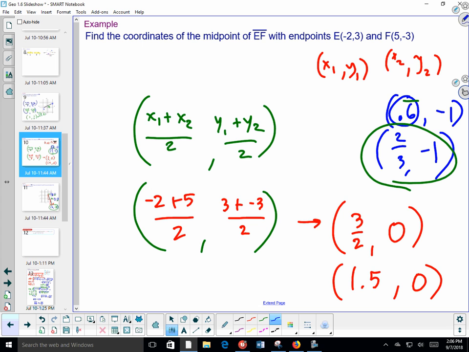Do you have to put the comma in? Yes, you must, because it is an ordered pair that you're giving. So left parenthesis, a number, comma.